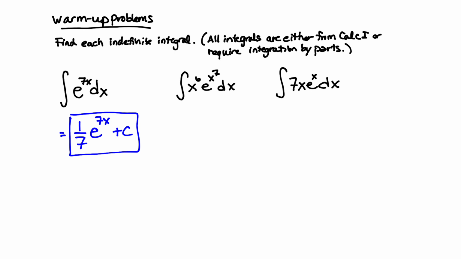Yeah, go Griffin. 1/7 e to the x to the 7th. Now what did you do? What was your thought pattern? Tell me what you were looking for. I saw that it's like a composition, x to the 7th, and its derivative, x to the 6th, was also there.